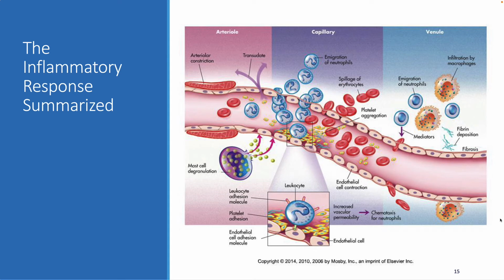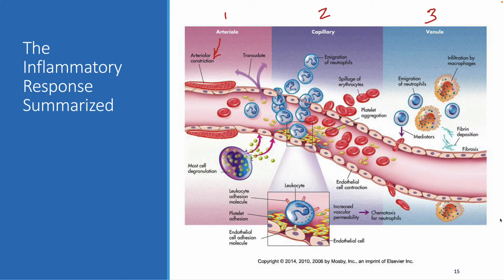This is my favorite overview of the inflammatory response. It has all the things that we talked about, but now it divides it into arterial, capillary, and venule, which is where all of these things are taking place. The arteriolar thing that is not pictured before is this arteriolar constriction, so vasoconstriction that happens in the arteriole to limit blood loss.